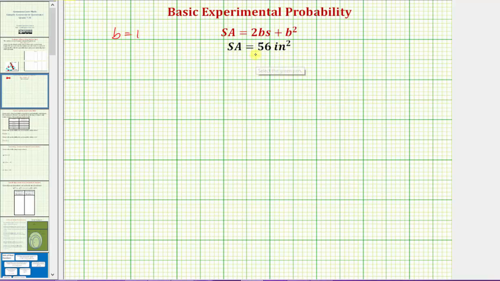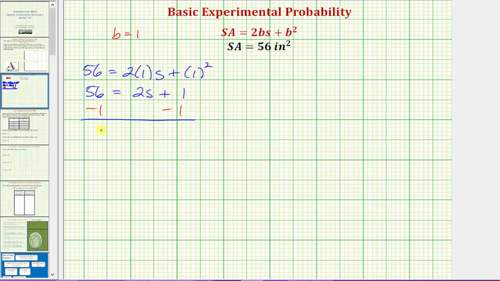So if b equals 1, we'd have the equation 56 for surface area must equal 2 times b, which we're saying is 1, times s, which is unknown at the moment, plus b squared, which would be 1 squared. So simplifying, we have the equation 56 equals 2 times 1 times s, that's 2s, plus 1 squared, which is 1. To solve this equation for s, we first isolate the s term by undoing this addition, so we subtract 1 on both sides of the equation.